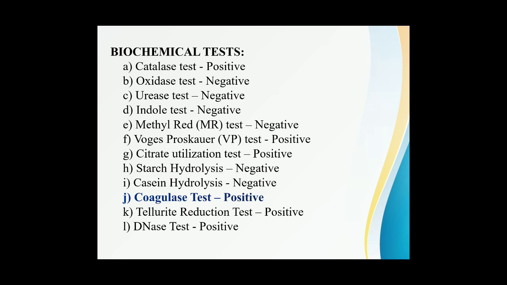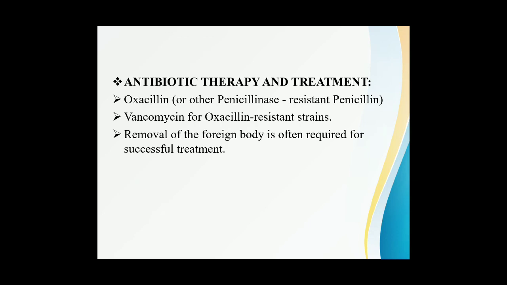It is a coagulase test positive bacteria. Tellurite reduction test is also positive. DNase test is also positive. Finally, Staphylococcus aureus infections are treated with oxacillin, and vancomycin for oxacillin resistant strains. Removal of foreign bodies is often required for successful treatment.